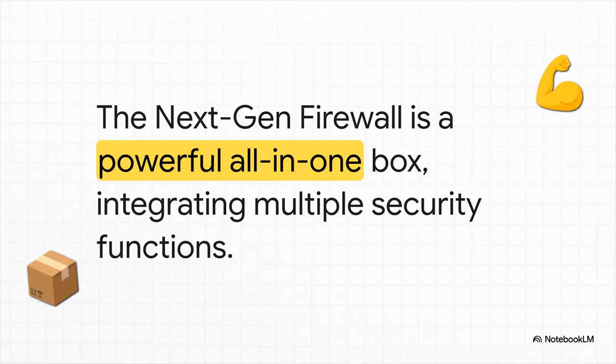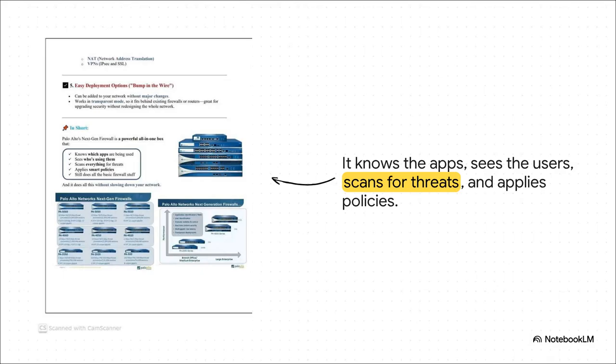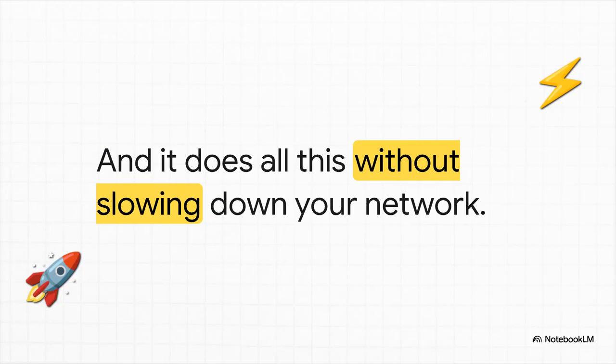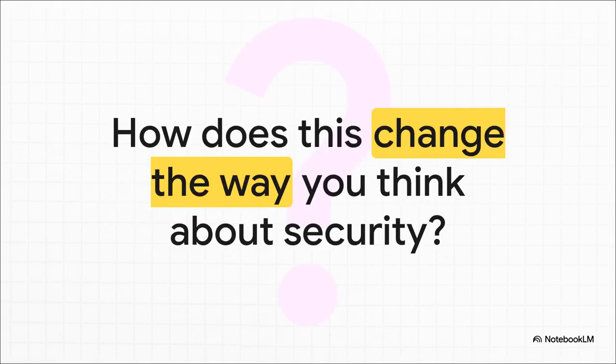So really, the big takeaway here is you get all these advanced features packed into one powerful box. It gives you this amazing visibility and control without having to juggle a bunch of different systems. And maybe the best part? It does all this deep inspection at high speed so your network doesn't slow to a crawl. So now you know what's in the box. How does this kind of intelligent controller change the security game?